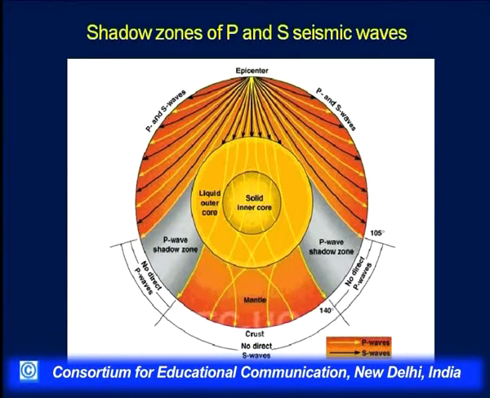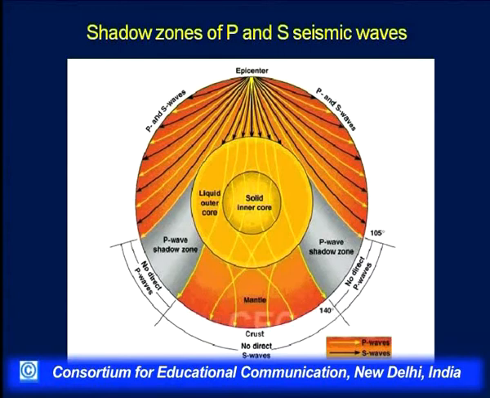The reason is very simple. We can see here that the outer core is in a liquid state, and as we had just discussed, the secondary waves cannot pass through liquid and gaseous mediums. They can only pass through solid medium. Therefore, as the liquid outer core happens, the secondary waves stop.